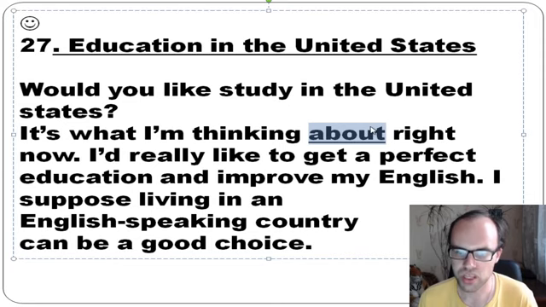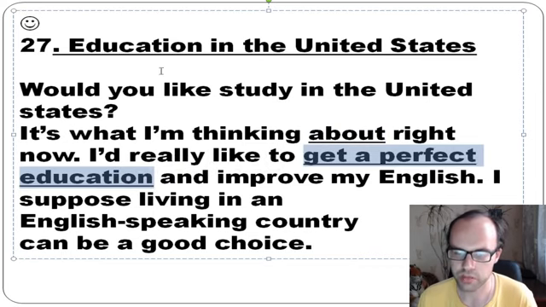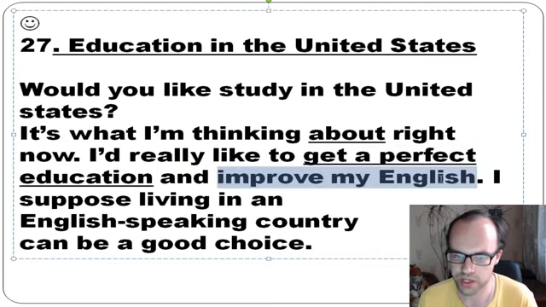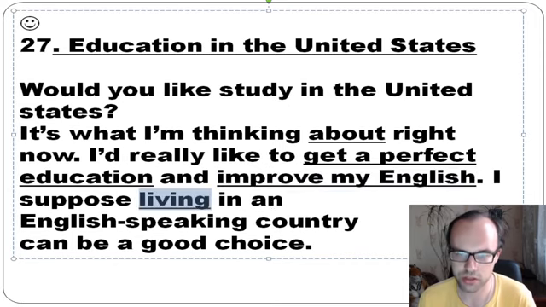I really like to get a perfect education or a very good education and improve my English, make my English better. I suppose, or I think, living in an English-speaking country can be a good choice. Yeah, doing something, so it's a gerund. So I suppose living in an English-speaking country can be a good choice.